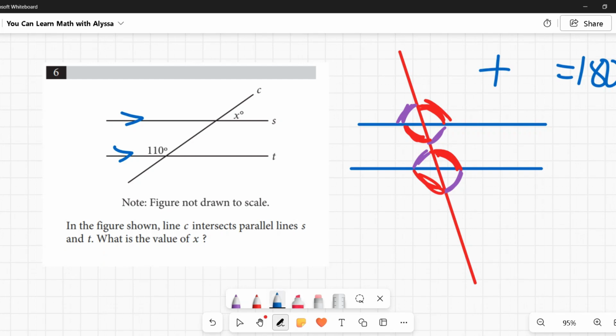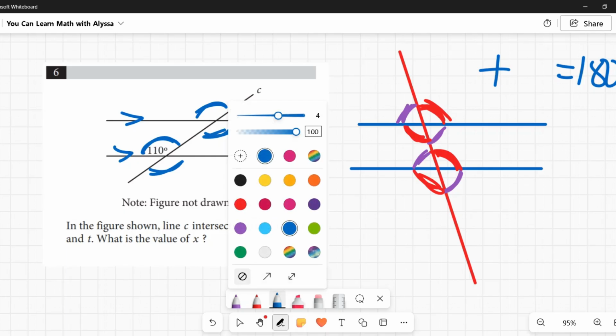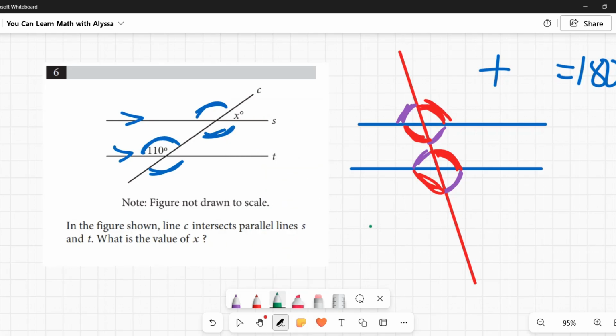We are given this thing where we have line C crossing the parallel lines S and T. This one, I'm going to draw it, make this a blue and a blue. That matches this blue and blue. And let's go green. Green and green matches. I'm trying to make these a little thicker so they stand out more. So this 110, that's right there. We know that this up here, that's a matching one. That's 110. And now that blue and the green, x is a green.